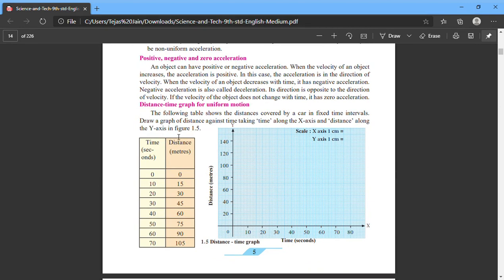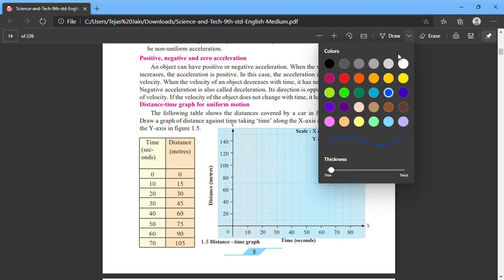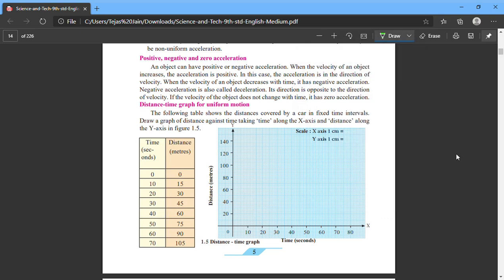Now, this table shows us the distance covered by a car in a fixed time interval. Now let us try to plot this graph with the help of this table. For that purpose, let us point out the points. Now see here, for 0 the distance is 0, right? For 10 it is 15.